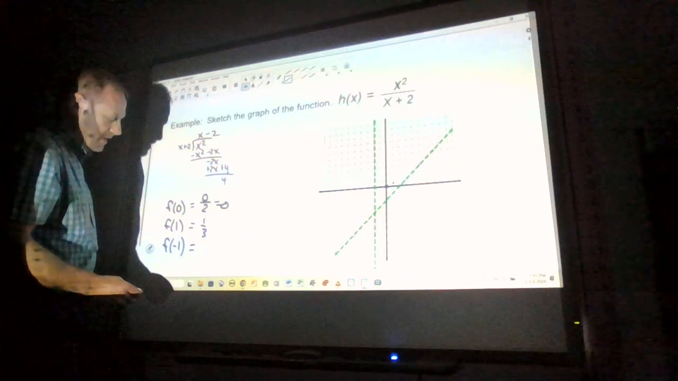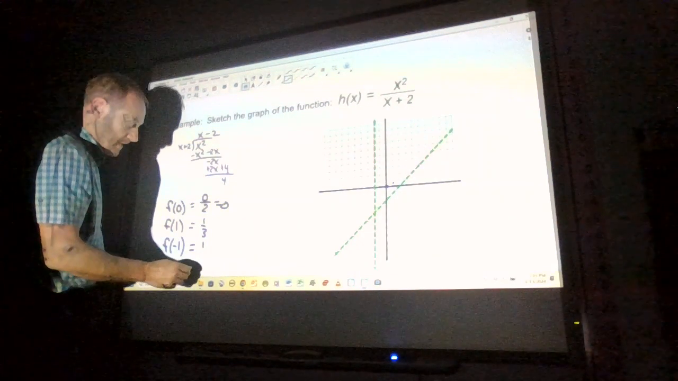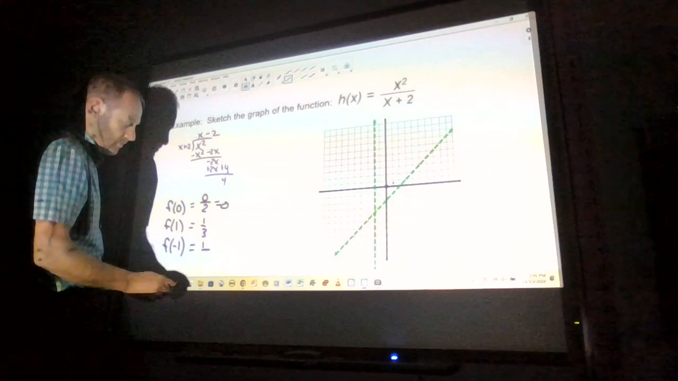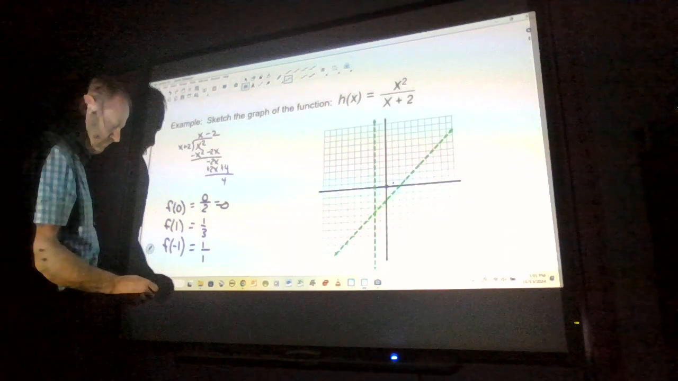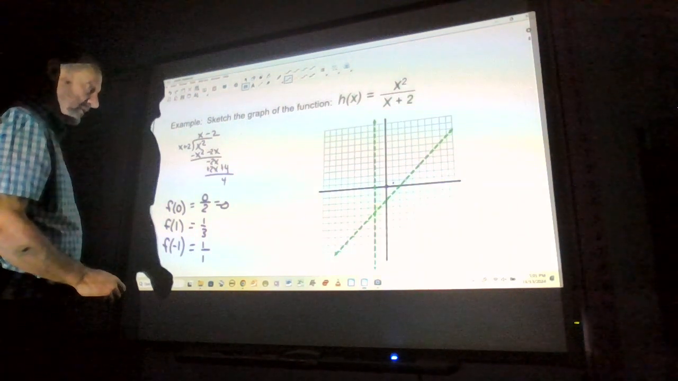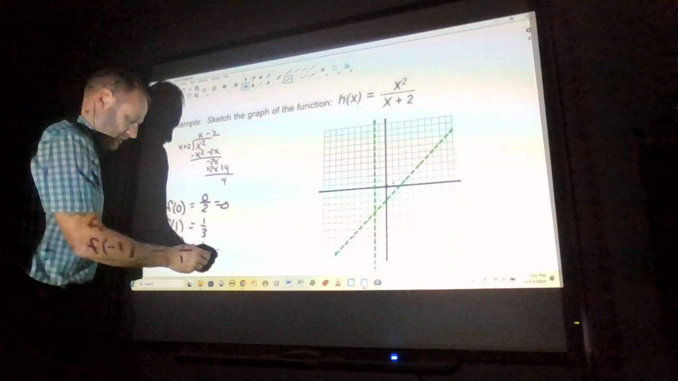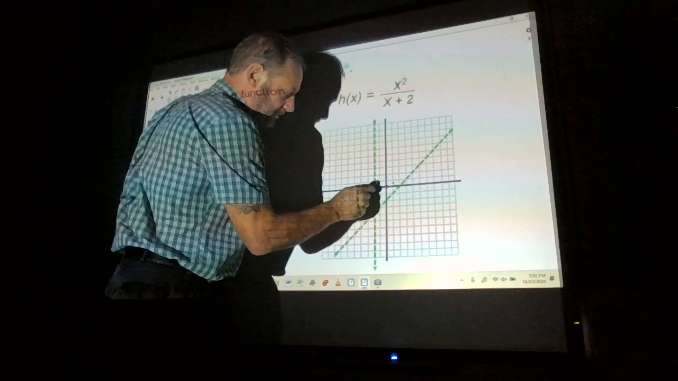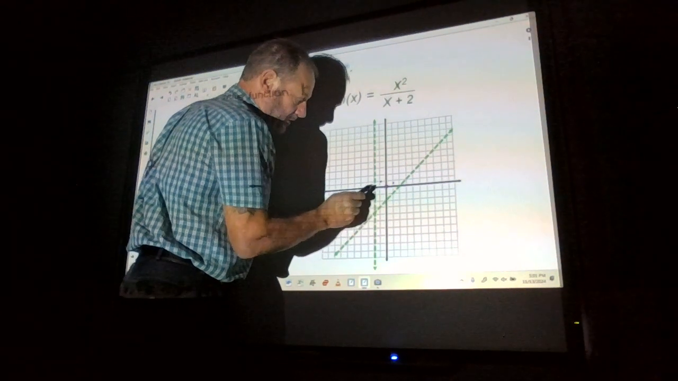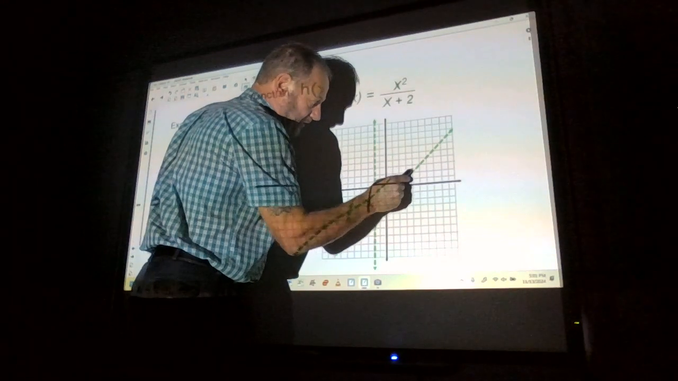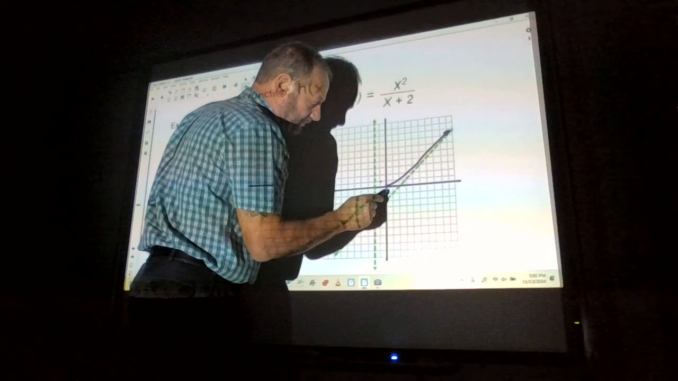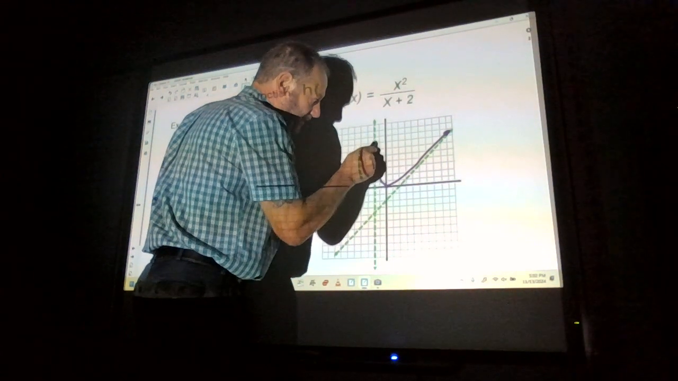So that would be 1 on the top, and that would be 1 on the bottom. So that's going to be 1. It's going to be right here. So this is going to go like this. It's going to approach that line. It's going to curve up here like this.